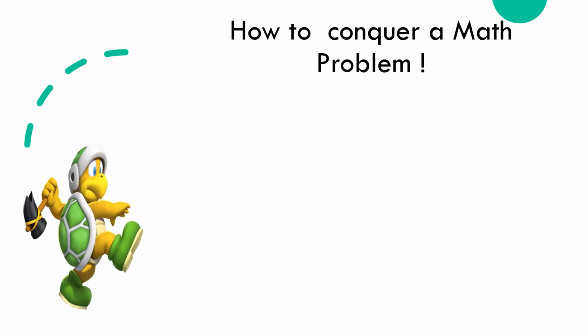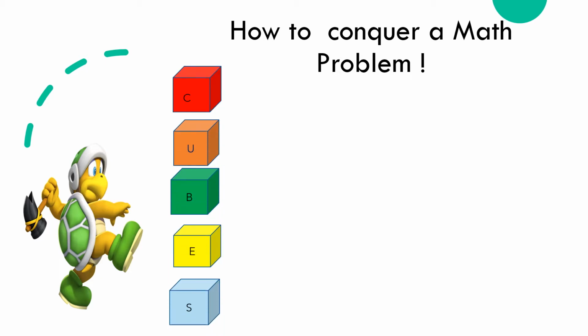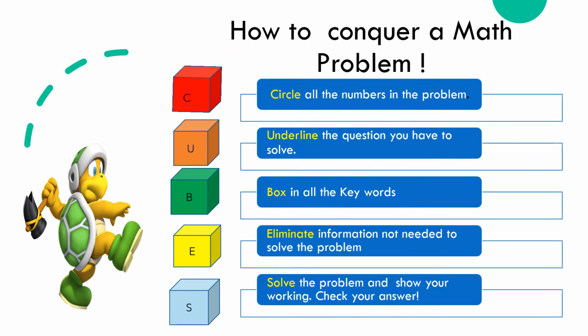Do you remember how to conquer a math problem? Well, today we will be using the acronym CUBES to help us. The letter C stands for circle. Circle all the numbers in the problem. U represents the word underline. Underline the question you have to solve. B means to box. Box in all the keywords.